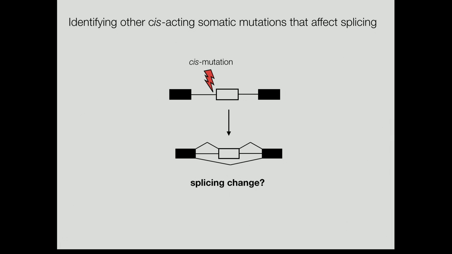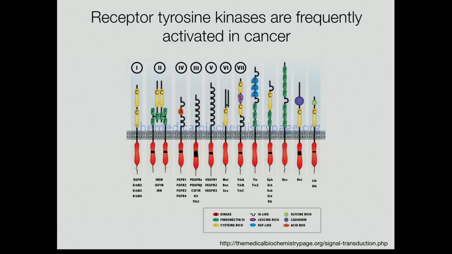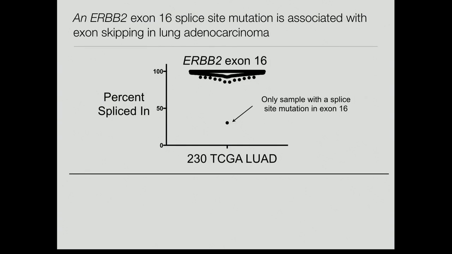So just briefly, I'll talk about some other goals of identifying additional cis-acting mutations. We're systematically looking for cis mutations in the exome and whole genome sequencing data, and then asking, do you see an associated splicing change? One interesting case we've observed is in ERBB2, which is another one of these receptor tyrosine kinases. This is out of the 230 lung adenocarcinomas that we originally studied.